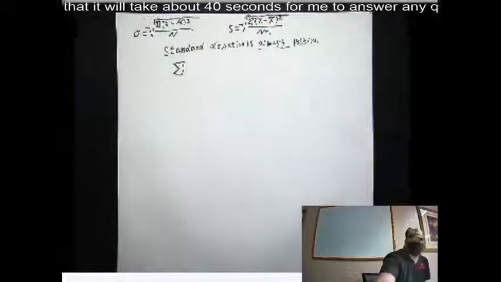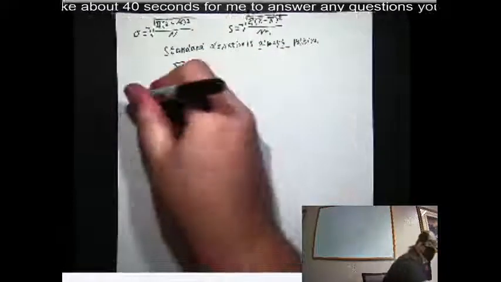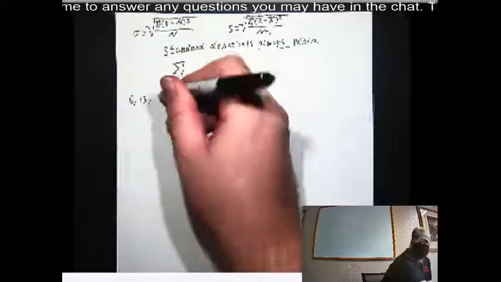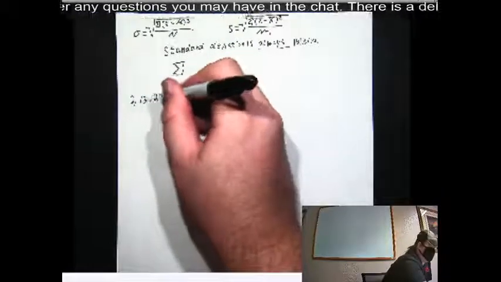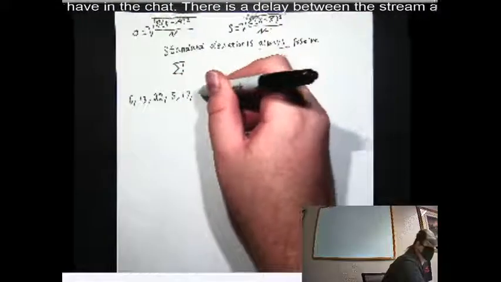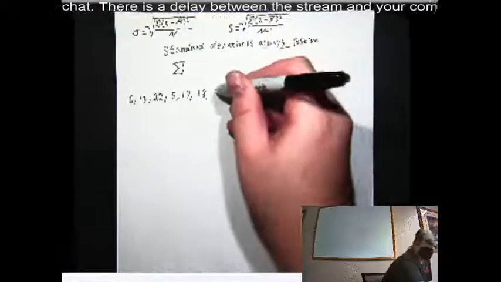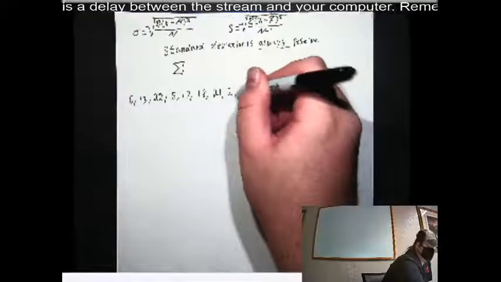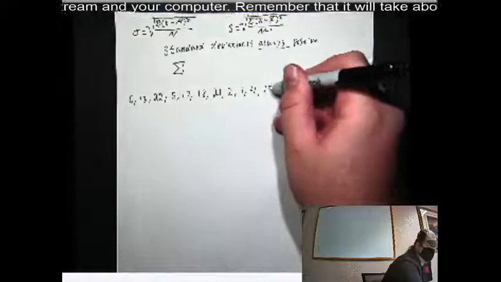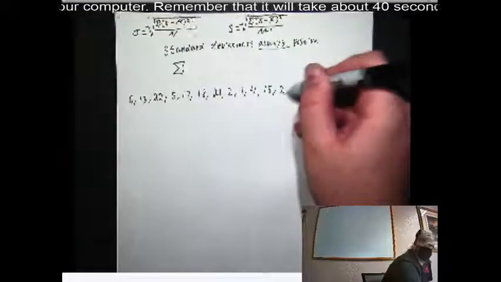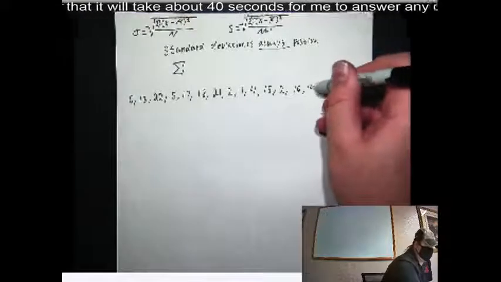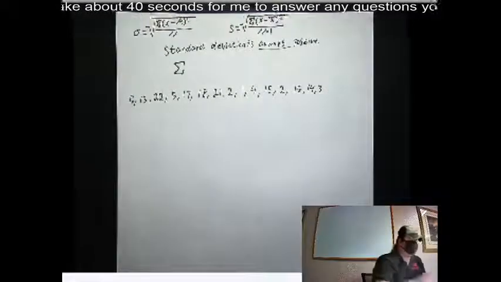So let's say we have a set of data: 6, 13, 22, 5, 17, 18, 21, 2, 1, 4, 15, 2, 16, 14, and 3.